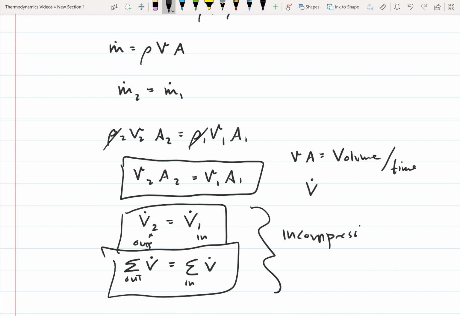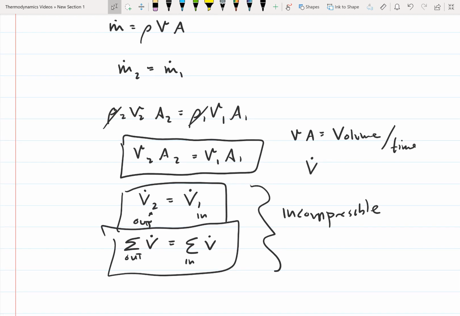And this can be a little bit deceiving because remember there's no volume balance, like there's no conservation of volume. So there's conservation of mass, conservation of momentum, conservation of energy. There's no conservation of volume. So this is not a volume balance. I just want to be clear about that.